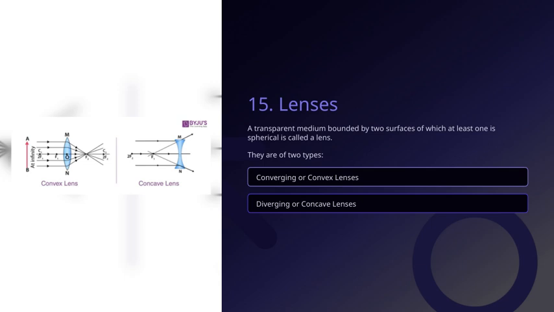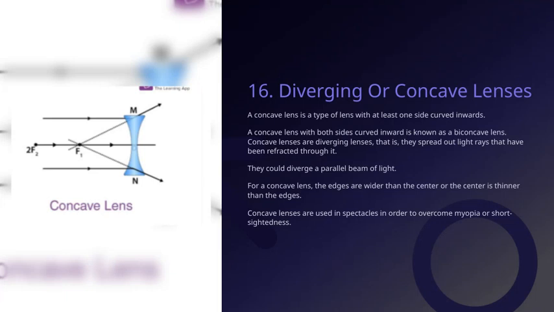Understanding these two types is fundamental because they play a crucial role in how images are formed, whether in our eyes, cameras, or microscopes. Recognizing the difference helps us grasp the broader concepts of optics and how lenses manipulate light to create clear images. Let's talk about diverging or concave lenses.